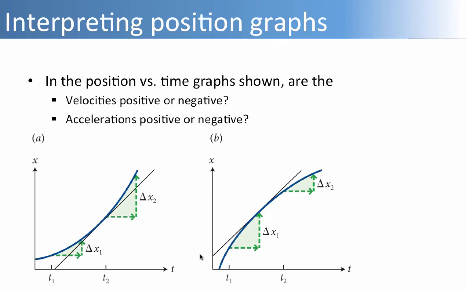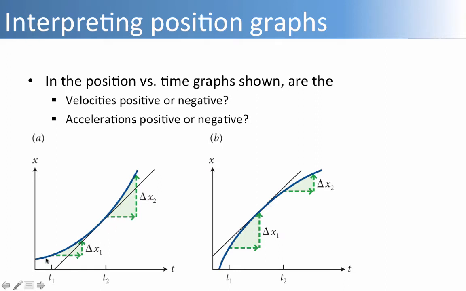So let's continue our discussion of acceleration by thinking about how we interpret position versus time graphs. We can get some really good information from them. We've talked about velocities so far, and now let's look at acceleration. So in these two position versus time graphs, are the velocities positive or negative?